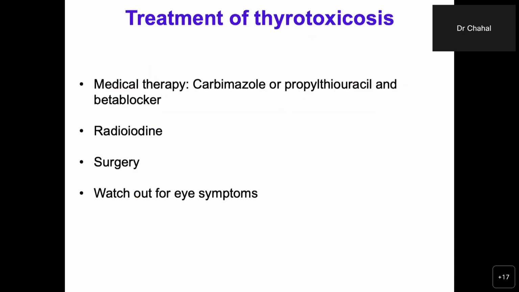In terms of treatment, we've always in the UK given medical therapy, so carbimazole or propylthiouracil and a beta blocker for 18 months. In the US, their system is more insurance based, so they normally give radioiodine therapy first line, and the thyroid stops producing thyroxine, and they go on to levothyroxine for the rest of their life.